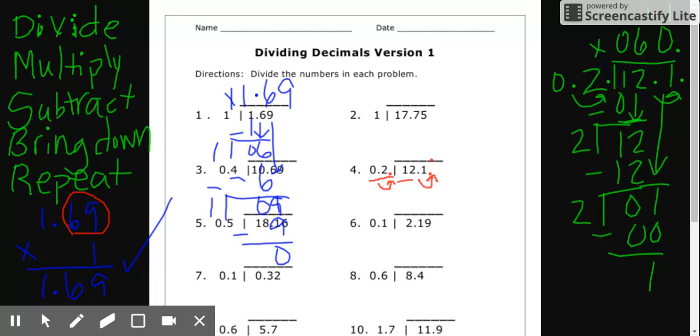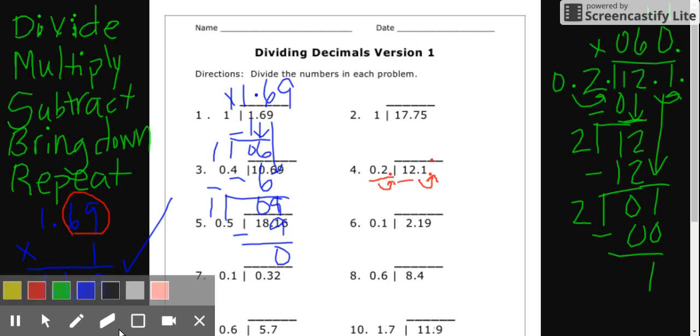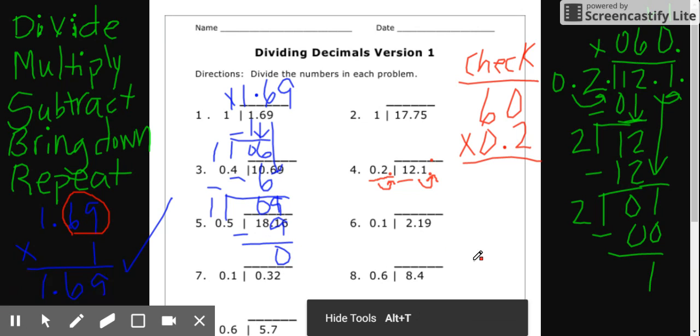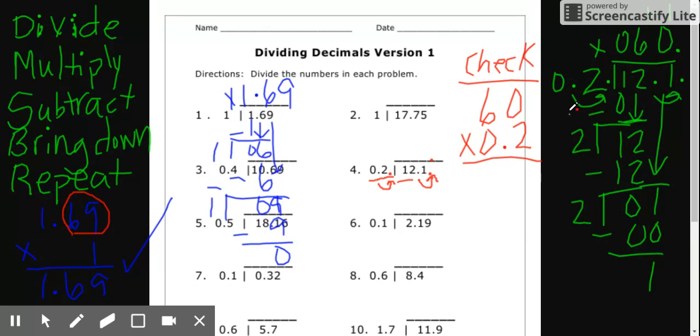So if I ask myself the questions, I do have a number above every number in the box. And my remainder is smaller than my divisor because 1 is smaller than 2. So now all I have to do is check the problem. Okay, again, my answer is 60, remainder 1. So I'm going to check my problem.